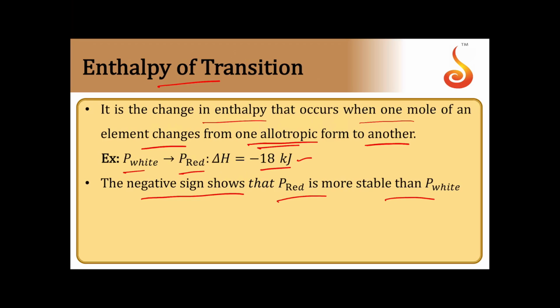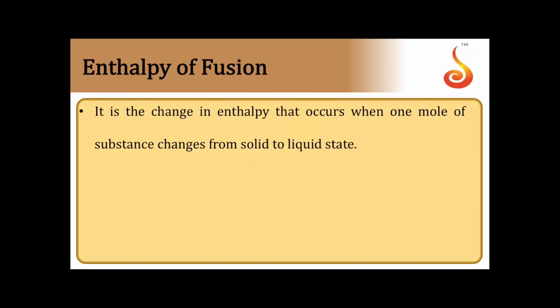The negative sign means it is exothermic in nature. Exothermic in nature means red phosphorus has less energy when compared to white phosphorus. A system having less energy is always more stable. Therefore, we can say red phosphorus is more stable than white phosphorus. This is regarding heat of transition.